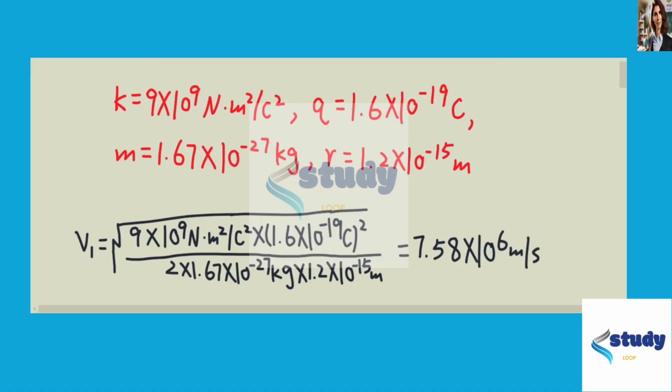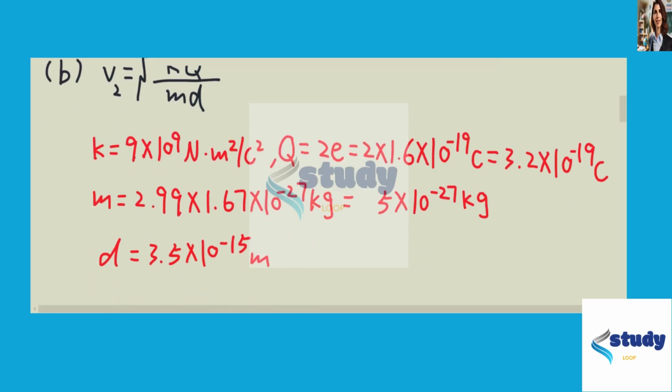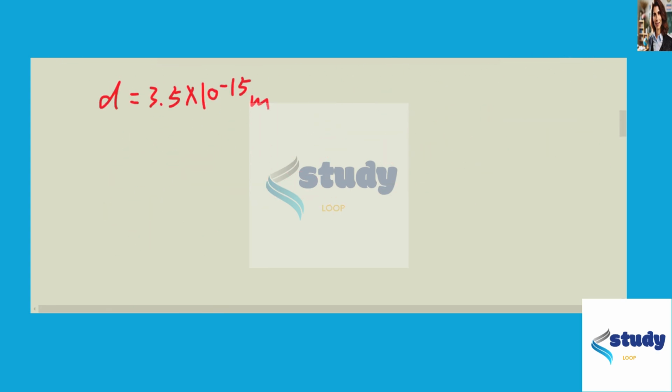For question B, we use the same formula we derived from the last question. But the case is different, because the last case was a proton-proton collision, and in question B the case is a helium-helium collision. So the charge, the distance between the helium nuclei, and the mass are all different. We have v2 equal to the square root of kq squared over md.